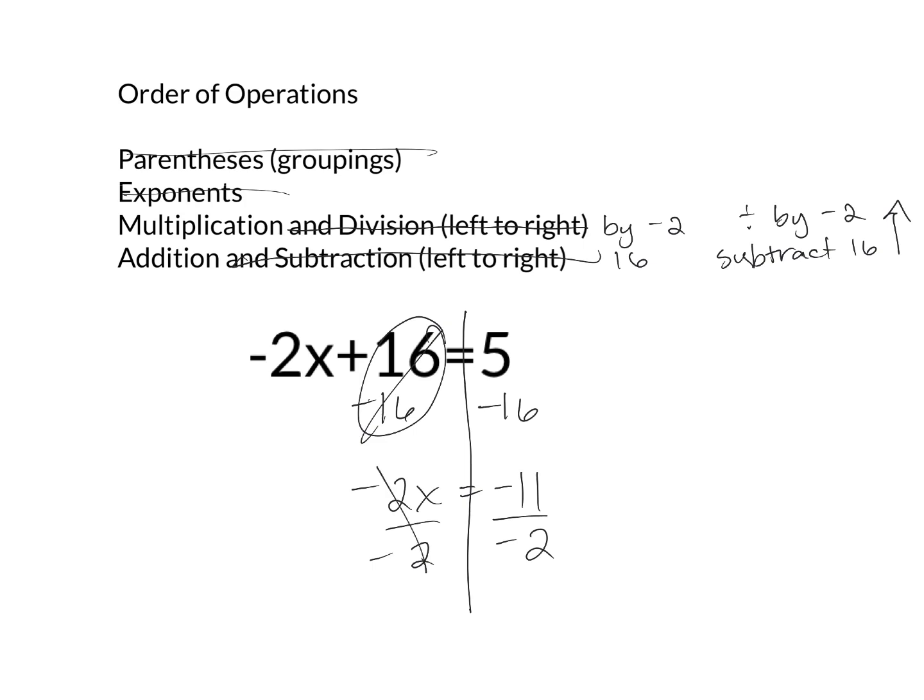Negative 2 divided by negative 2 gives me 1, so that's 1x equals, and negative 11 divided by negative 2 is going to be 5.5. So we're not always going to get a whole number, and that's okay.